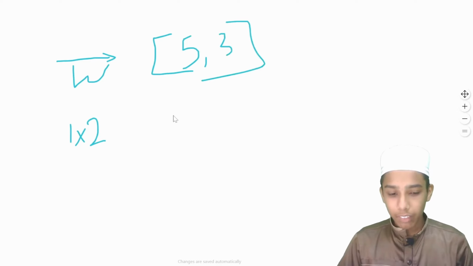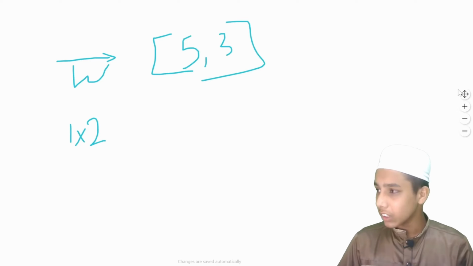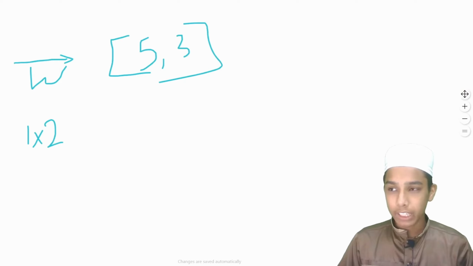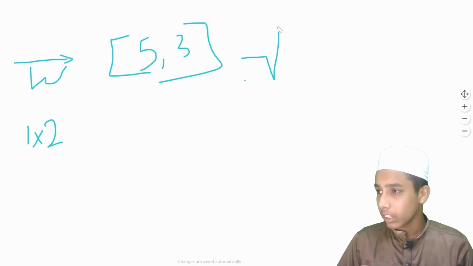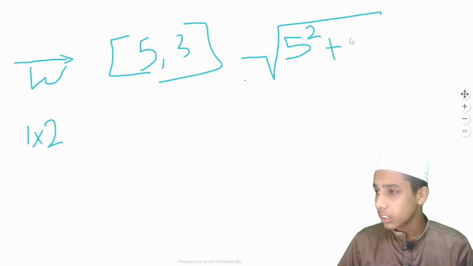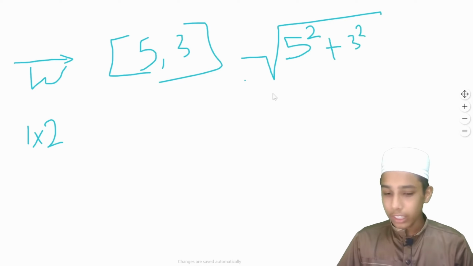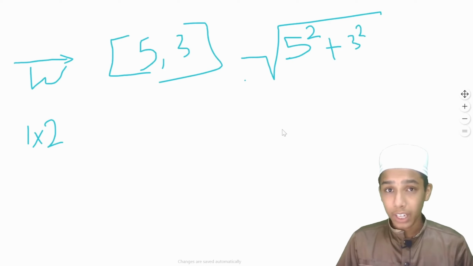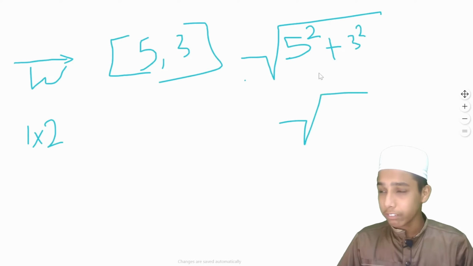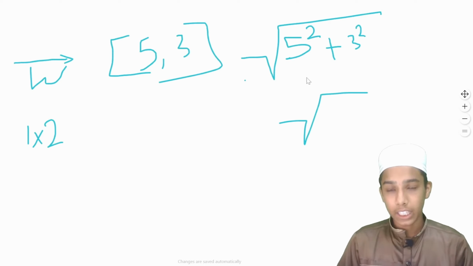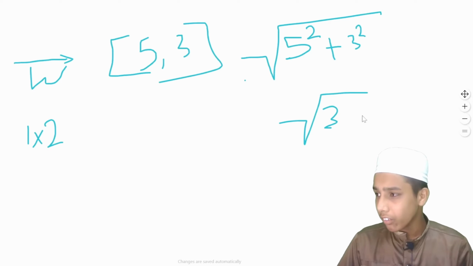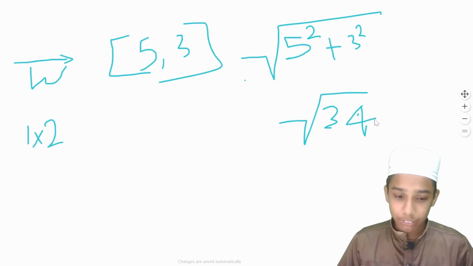Now here, what is 5, 3? It's going to be in the root, something like this in the brackets. If I give 5 square plus 3 square, then 5 into 5 is 25, and 3 into 3 is 9, and 25 plus 9 is 34. So I'm going to give it 34, and we are getting the output as the root of 34 right now.